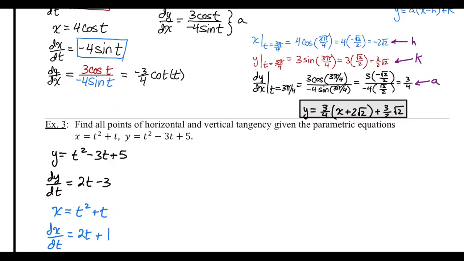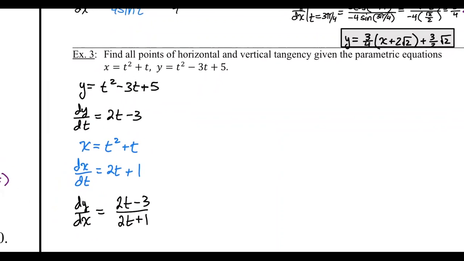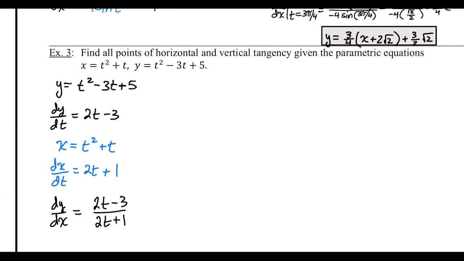No problem. So, derivative dy/dx is 2t minus 3 over 2t plus 1. All well and good. Oh, a little off my screen here. We have a derivative. That's wonderful.